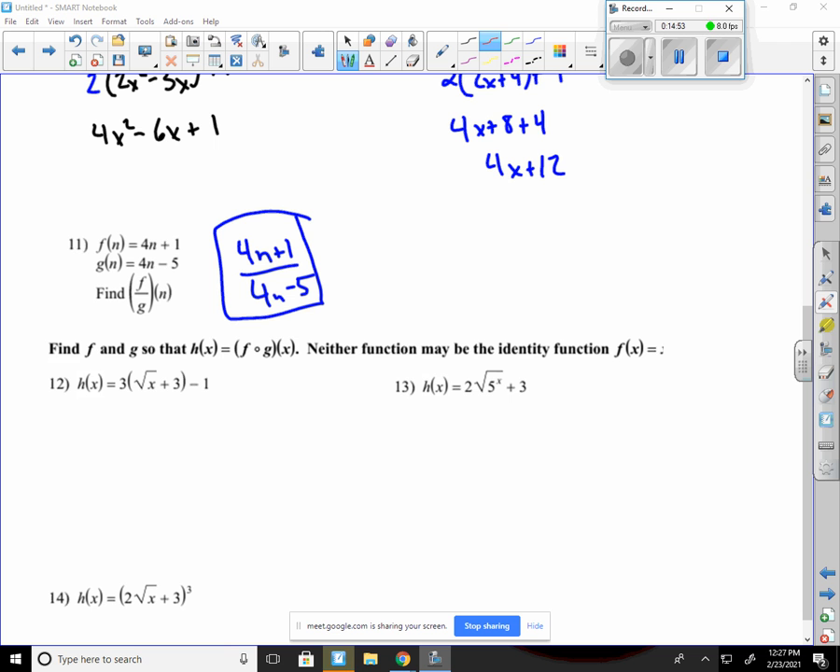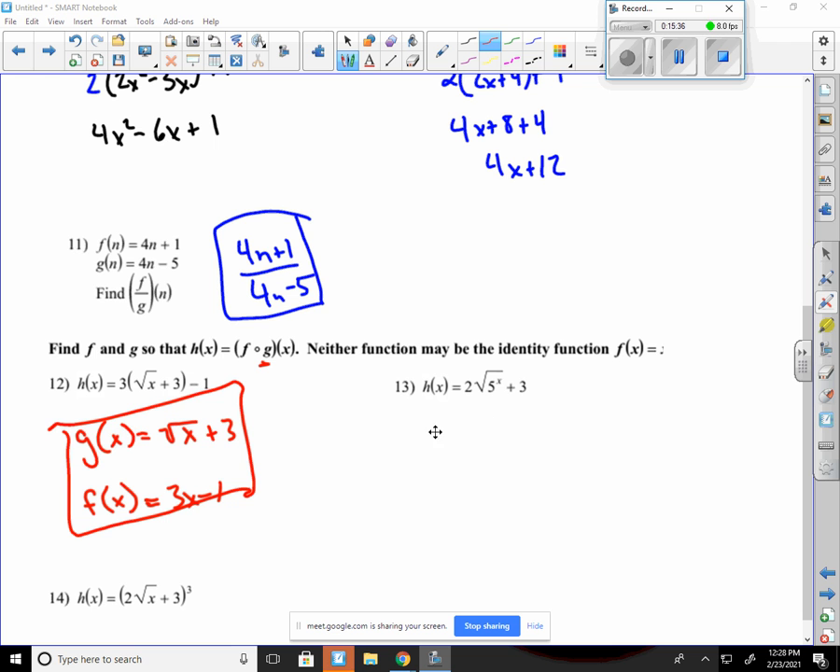Now, if it was like this, it was like I just plugged this chunk into the other equation, right? So that makes that the g function. G is the square root of x plus 3. So then f of x, which is the bigger equation, would be 3x minus 1. And you're done with that one.